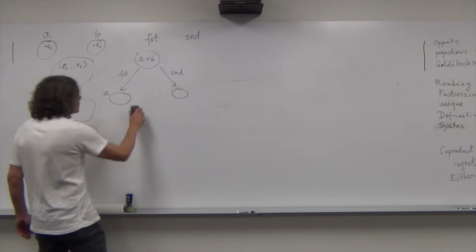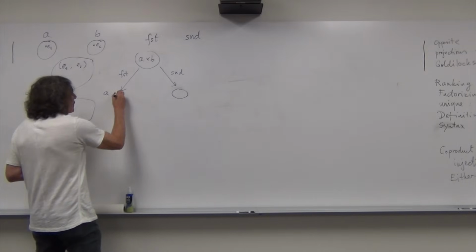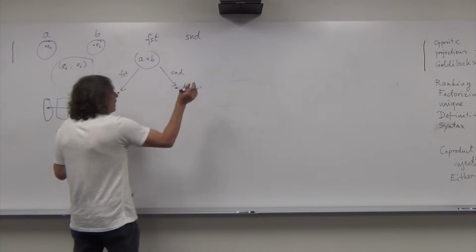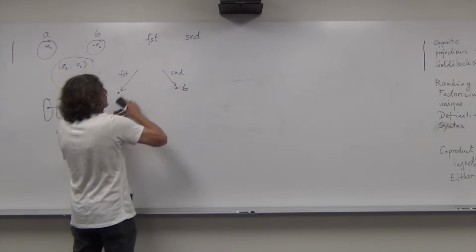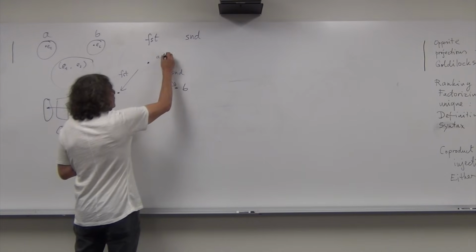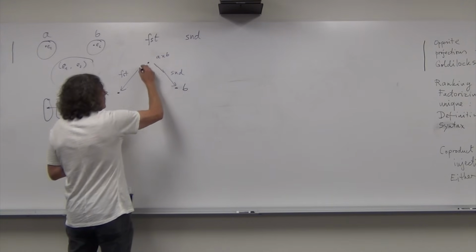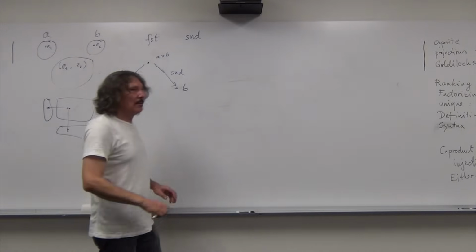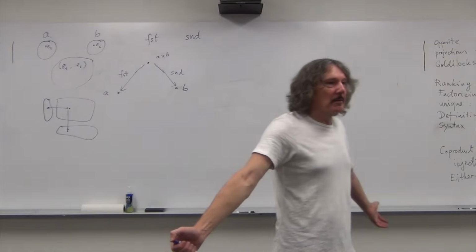Well, actually, I should draw this as a point, because now we are in a category. I don't even know. This is like an object, right? And this is an object called A cross B. And I just know that there are these arrows, okay? That's all we know.